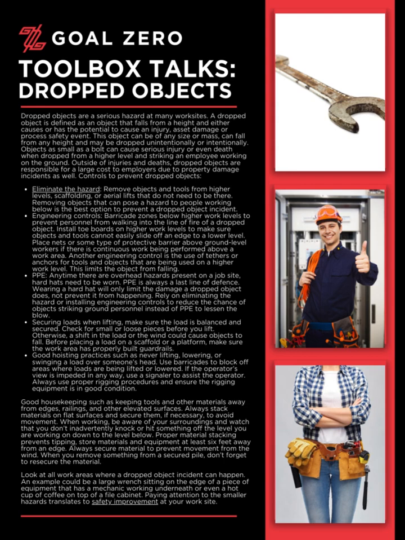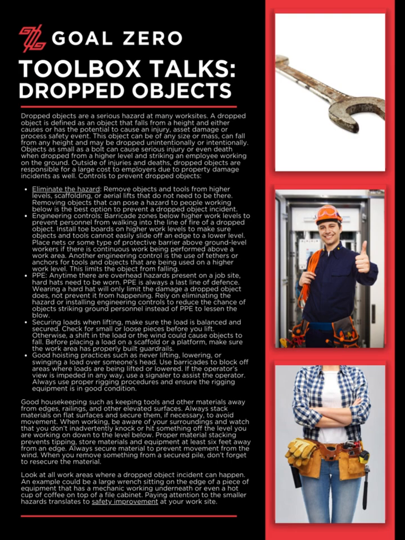Engineering controls. Barricade zones below higher work levels to prevent personnel from walking into the line of fire of a dropped object. Install toe boards on higher work levels to make sure objects and tools cannot easily slide off an edge to a lower level. Place nets or some type of protective barrier above ground level workers if there is continuous work being performed above a work area. Another engineering control is the use of tethers or anchors for tools and objects that are being used on a higher work level. This limits the object from falling.